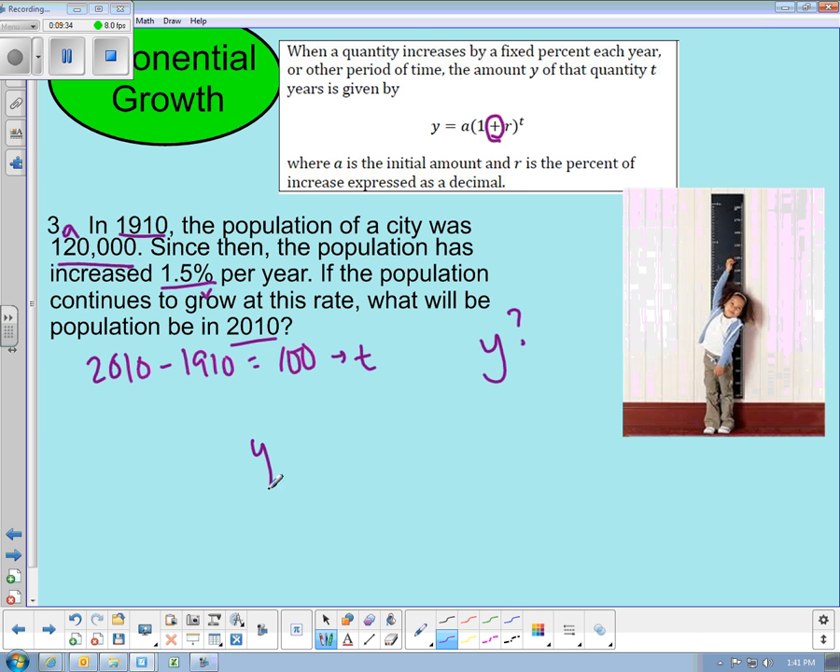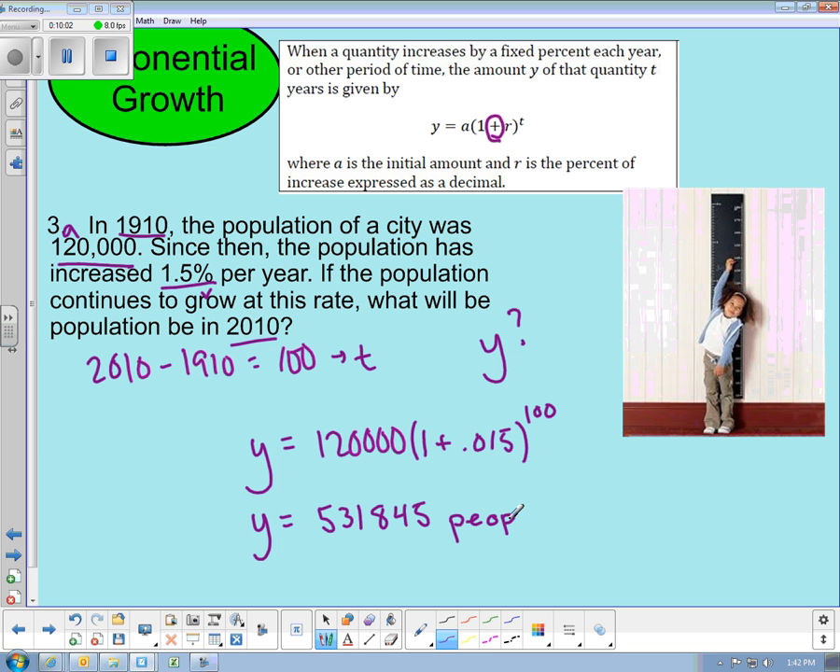So I can set this up. Y is equal to starting amount, which is 120,000, times the growth rate, 1 plus 0.015, because that is 1.5% as a decimal, raised to the 100th power. Plugging that all into your calculator, you end up getting y is equal to 531,845, and we're talking about people here. So there's my growth rate question.